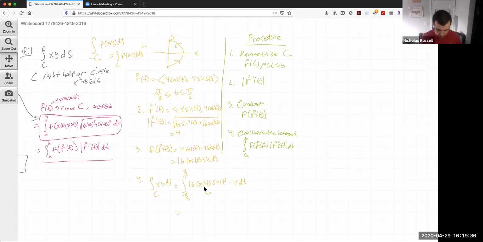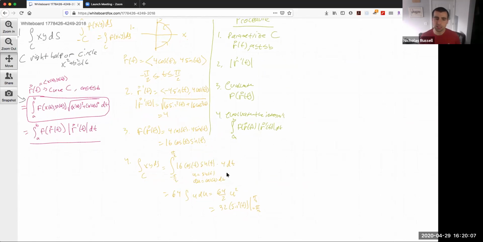So u would be equal to sine of t. Du would be cosine of t dt. So you'd get something like 64, right? 16 times 4, integral of u du, or 64 divided by 2 u squared, or 32 times sine squared of t, evaluated between negative pi over 2 to pi over 2.